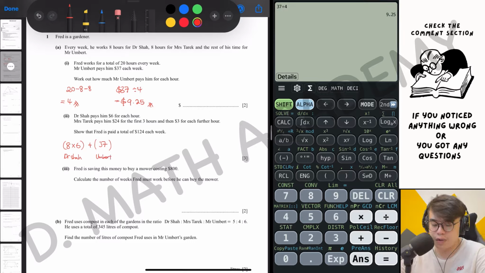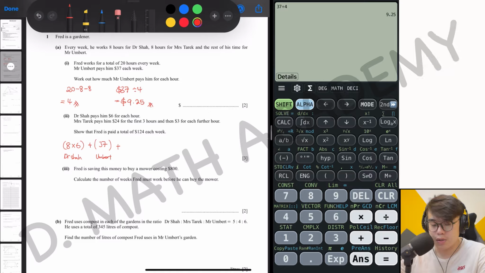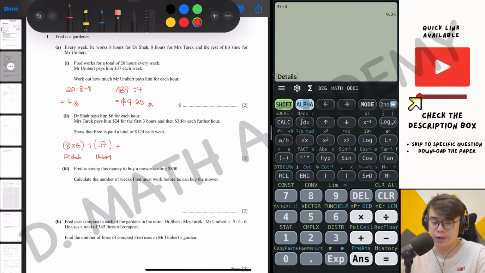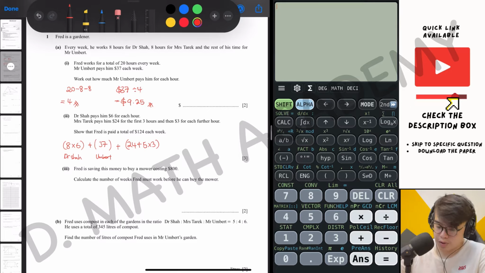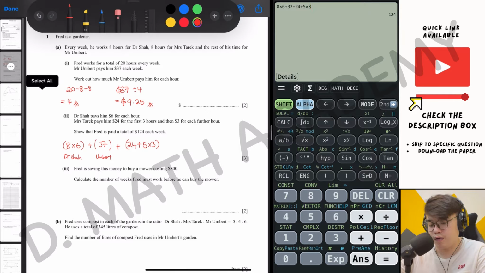And then for the last one, Mrs. Tarek, she worked for 8 hours, right? So for the first 3 hours, it is 24, which means the balance of the 5 hours is 3 each. So through this, let's double check the results. 8 times 6 plus 37 plus 24 plus 5 times 3. So the result of this is 124.